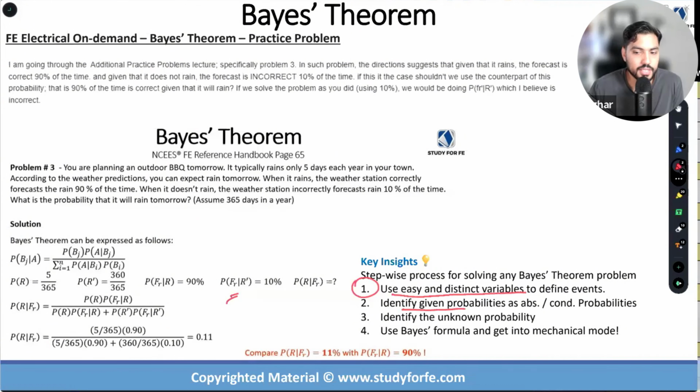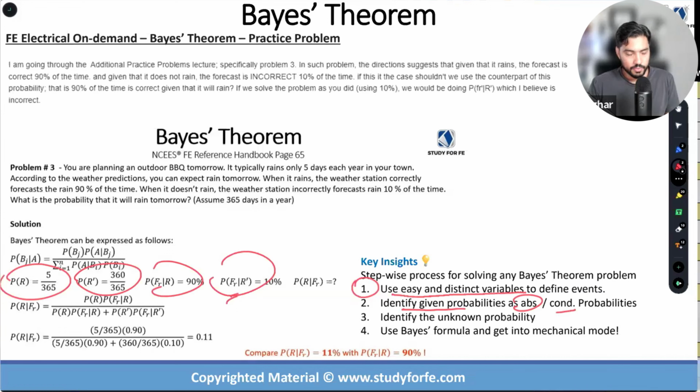Identify the given probabilities as absolute or conditional. So absolute probability that it rains is 5 out of 365. Conversely, it means that it doesn't rain 360 out of 365. Conditional probabilities, we translated that very carefully. Typically, the issue is in conditional probabilities. Students sometimes rush through the stuff, and conditional probabilities can be very difficult if you are just rushing through them. So be careful.